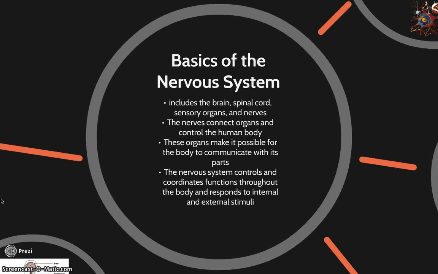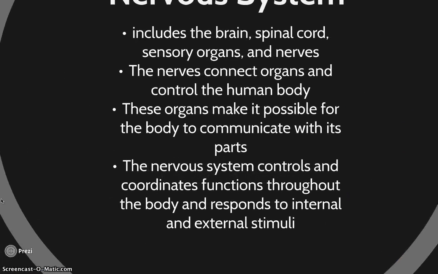We have the nervous system. First, we will start off with the basics of the nervous system. The nervous system includes the brain, spinal cord, sensory organs, and nerves. The nerves connect organs and control the human body. These organs make it possible for the body to communicate with its parts.